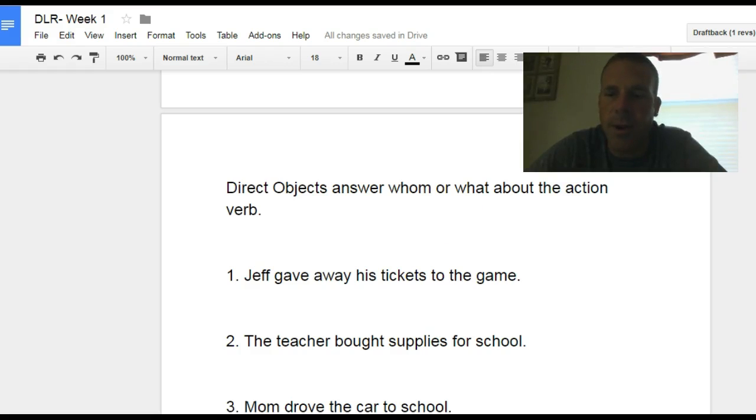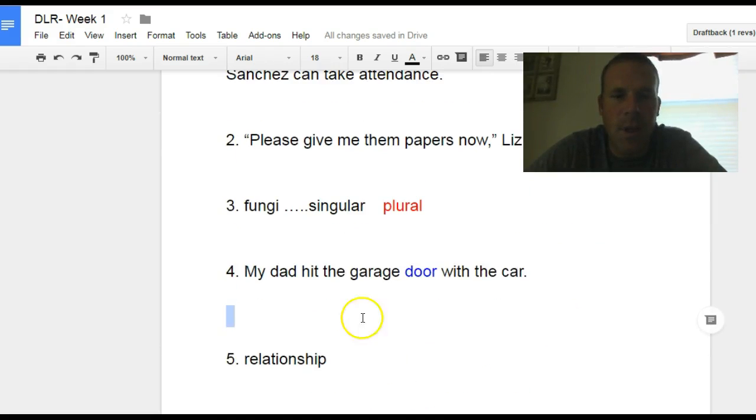So if I go back up here, the action verb is hit. We have dad, he's the one who did the hitting. Dad hit. The direct object answers whom or what about that. What did dad hit? He hit the door. You could say garage door, but specifically he hit the door, and that's why door is a direct object.